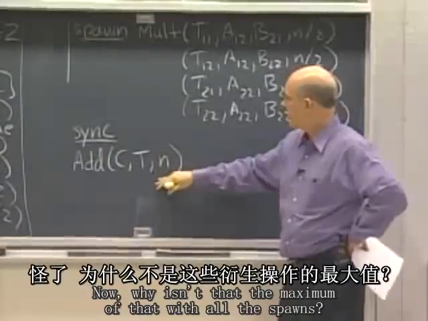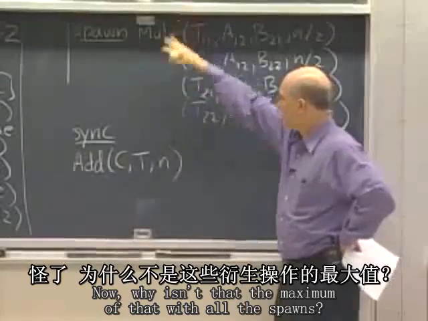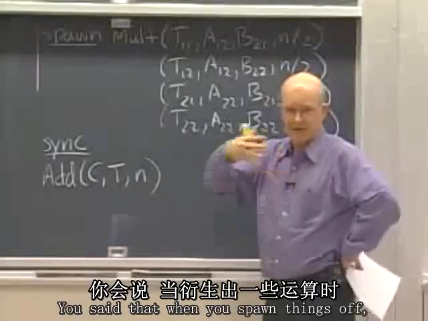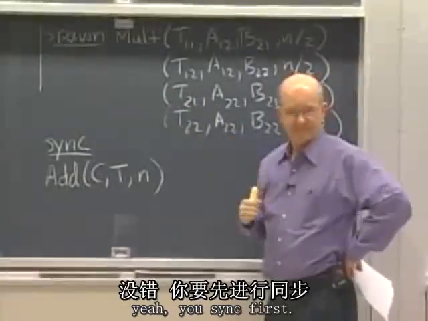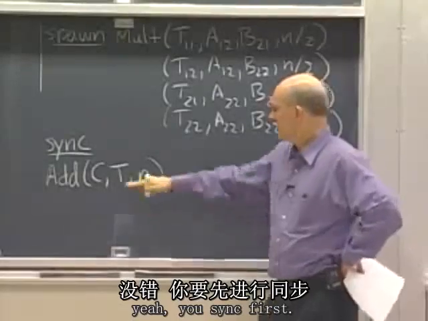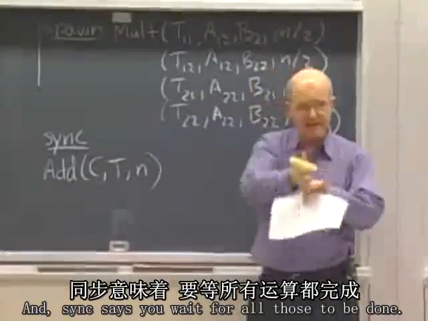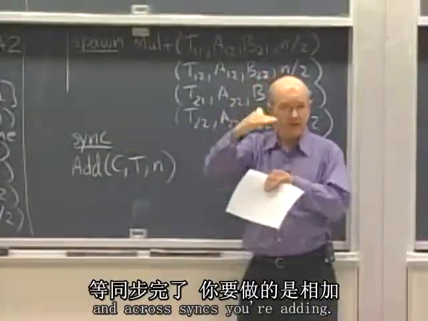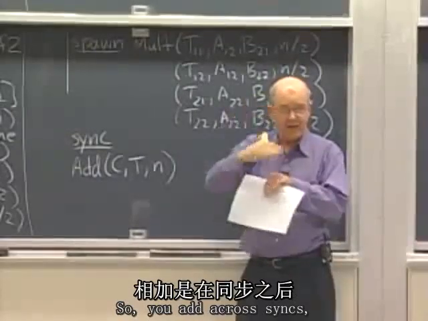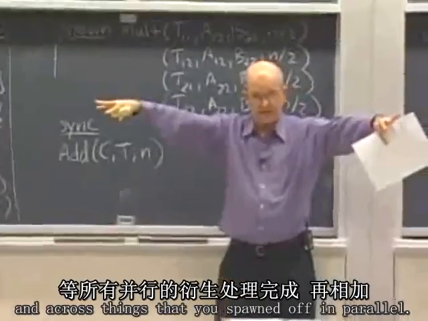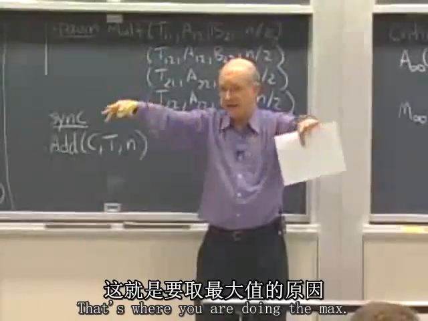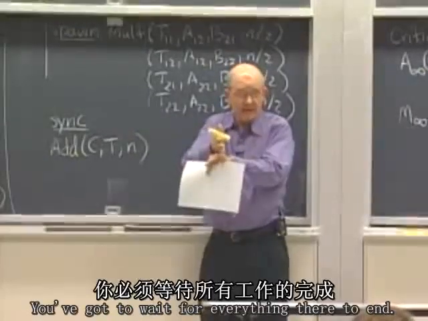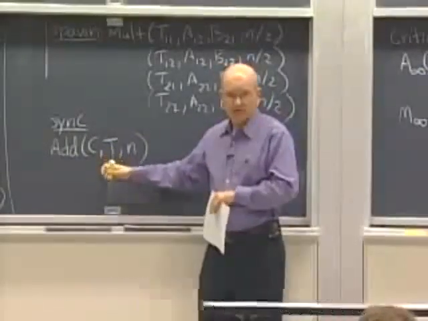Now, why isn't that the maximum of that with all the spawns? We said that when you spawn things off, you're going to do them... Yeah, you sync first. And sync says you wait for all those to be done, so you're only taking the maximum, and across syncs, you're adding. So you add across syncs, and across things that you've spawned off in parallel, that's where you're doing the max. But if you have a sync, it says, that's the end. You've got to wait for everything there to end. This isn't going on in parallel with it. This is going on after it.